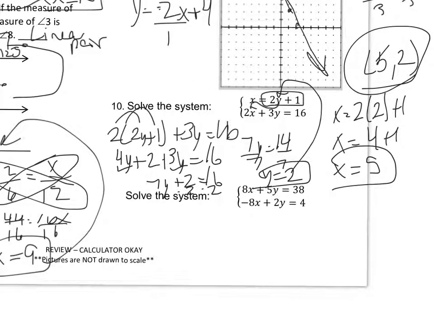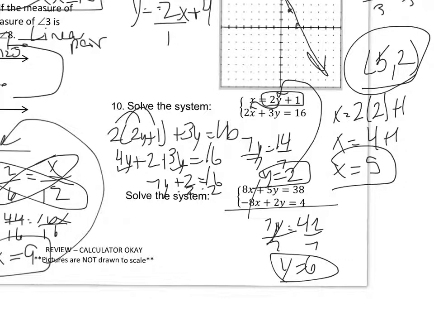Last one, solve the system. Elimination, a little easier. The x's are lined up, the y's are lined up, and the constants are lined up. So 8x minus 8x eliminates, which is good. 5y plus 2y is 7y. And then 38 plus 4 is 42. Divide both sides by 7, we get y equals 6. But just like the last question, we have to solve for x as well.